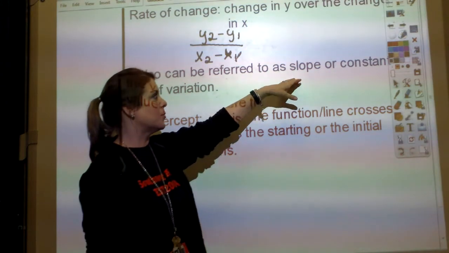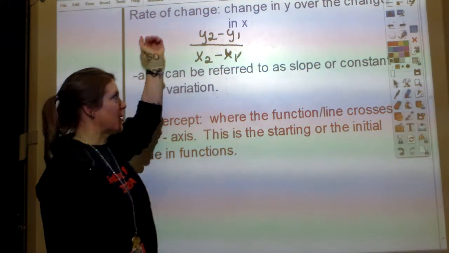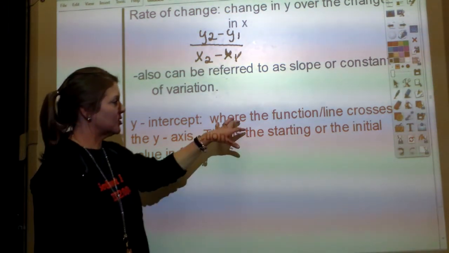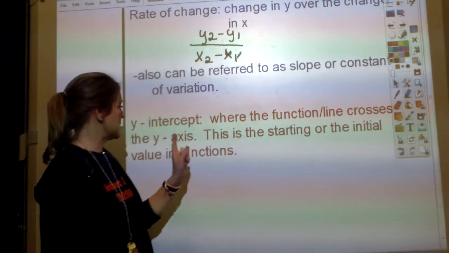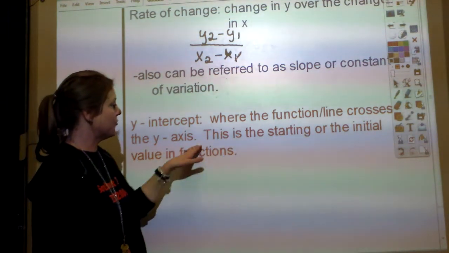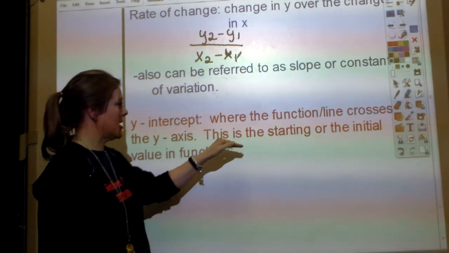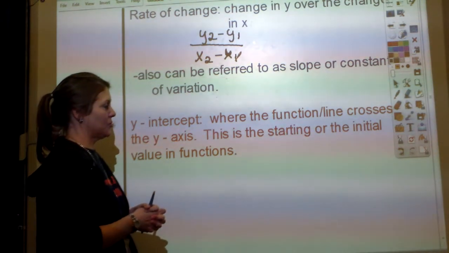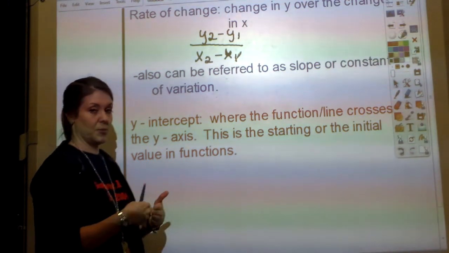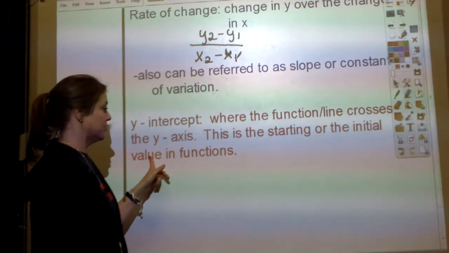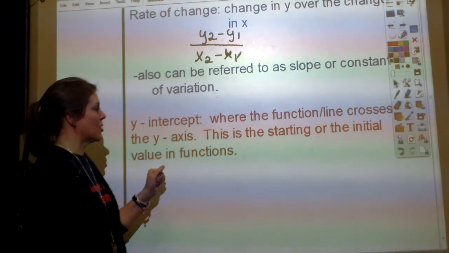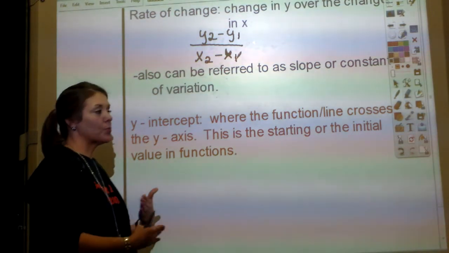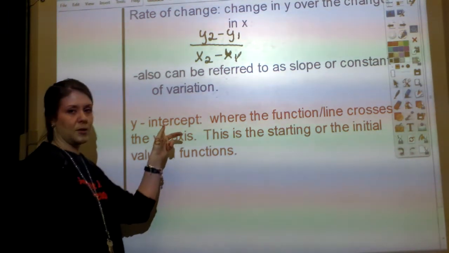So when we talk about slope, that's a common word you're going to hear. That also means rate of change. All right, your y-intercept is where the function or the line crosses the y-axis. And very important for what we're doing today, the y-intercept, remember, is the starting point, but the term you're going to hear it referred to as in this section and some of the problems we're going to be looking at is initial value in the functions. So y-intercept is going to be referred to as the initial value, or interpret the initial value. They're talking about the y-intercept.